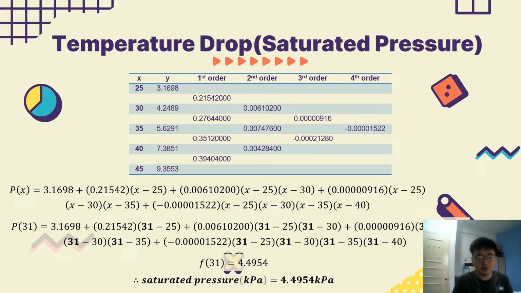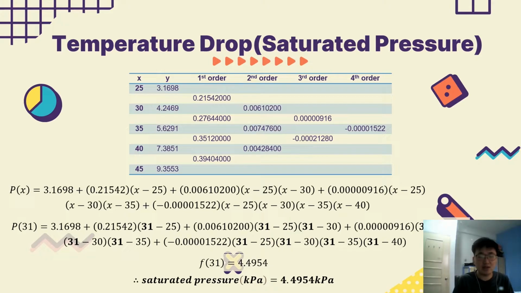So 3.169 is here, then plus 0.21542 is here. Then we need to times (x minus 25). Then we continue with 0.0061 times (x minus 25)(x minus 30). Then we continue by using the top values, so 3.16, 0.214, 0.061, and also 0.0098.